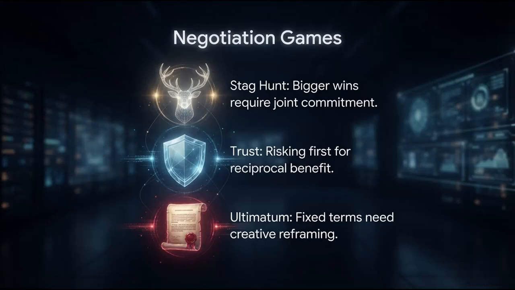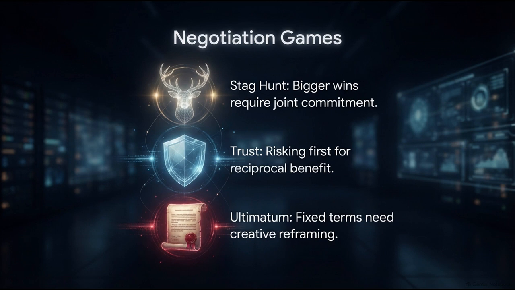So, the crucial point is that negotiation is heavily dictated by the specific game you find yourself in. In the stag hunt, you absolutely need joint commitment to take down the big prize. Otherwise, mistrust makes both parties default to safer, much smaller individual wins, like hunting a hare independently. In the trust game, someone has to take the first risk, like a vendor offering early access to premium software features, hoping for reciprocity. And then there's the ultimatum.